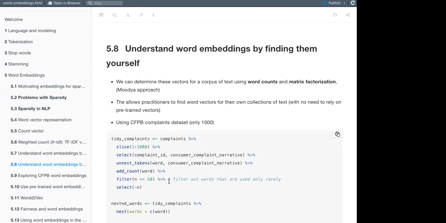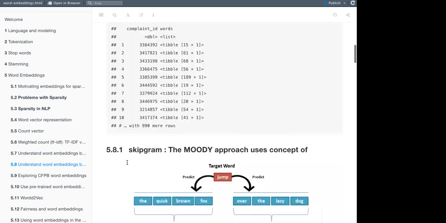Anyone want to add something, John, Justin? All right, okay.